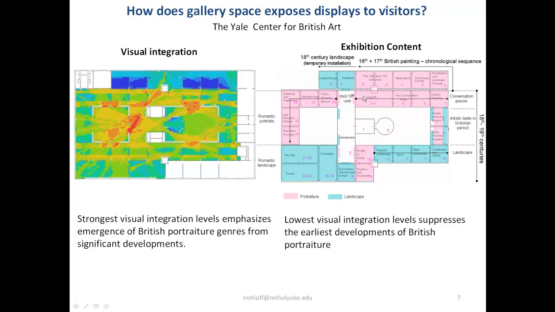The lowest integration levels, interestingly, are located at the upper part of this diagram, which is where the earliest British portraiture is represented. That places less emphasis, in fact weak emphasis, on this beginning part, the historical beginning of British portraiture. On the other hand, these two promenades are highly emphasized in this layout.